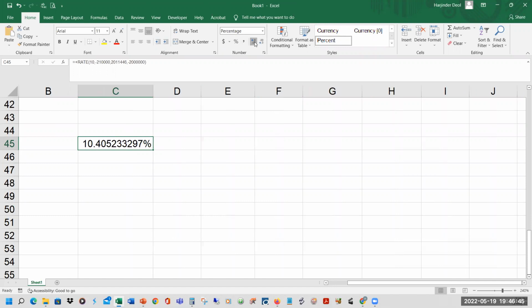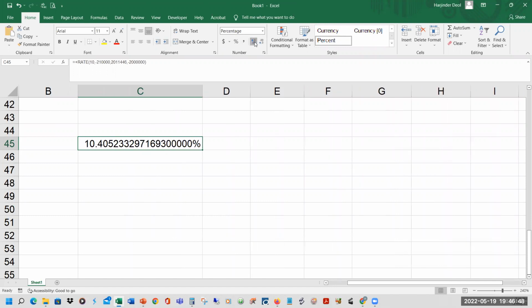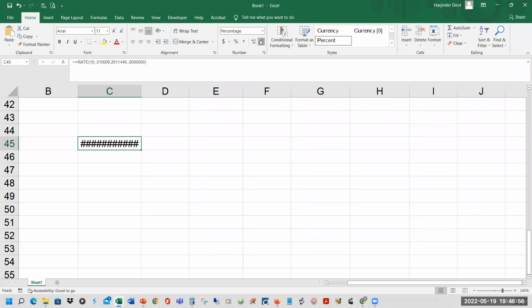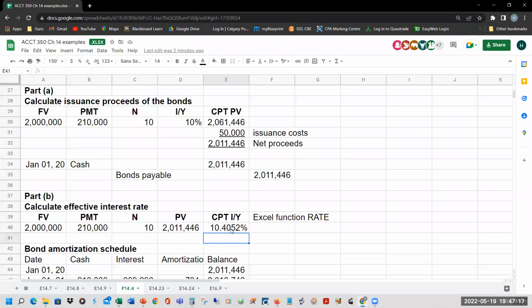The more decimals I increase, you know, Excel does a pretty good job of getting down to the exact specifications. If I leave it at 4 or maybe 5 places of decimal, this is what it would look like, 10.4052, whatever. My advice to you is don't round it, let Excel or Google Sheets do the math. If you do the math, you get over here 10.4052%. So slightly lower than 10.5, right?